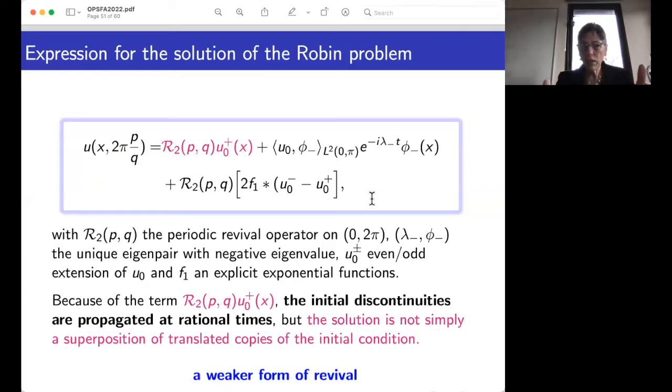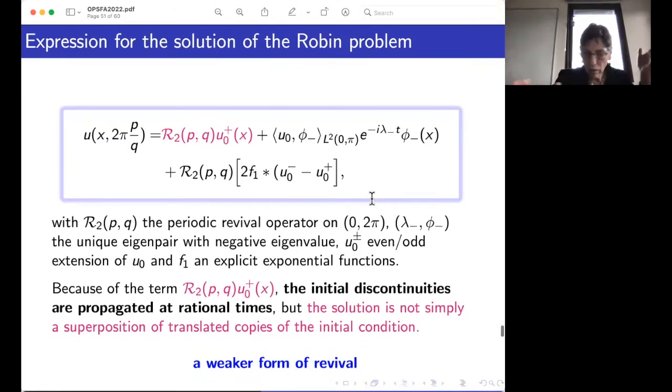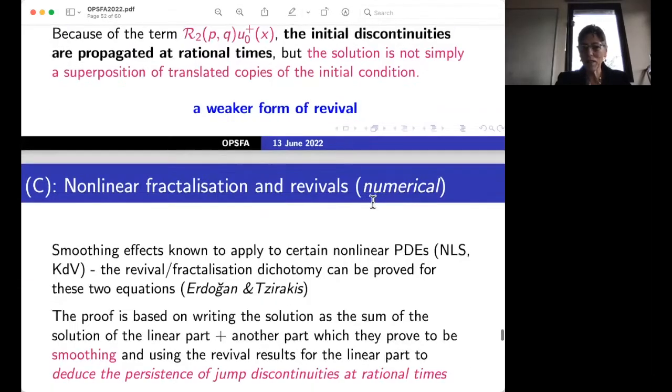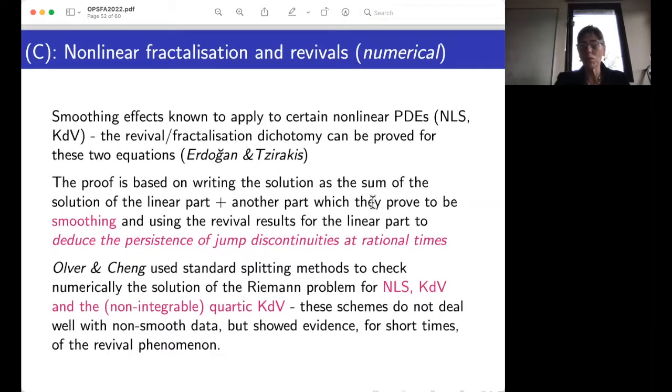And it turns out, in fact, that this weak revival property is common for a large number of types of boundary conditions, and also, as we will see, for the nonlinear case. So I have maybe 5 minutes left, and I do want to say something about the nonlinear problem, just because that's interesting. Those are the major PDEs of mathematical physics: Schrodinger equation, KdV equations, Benjamin-Ono equations.